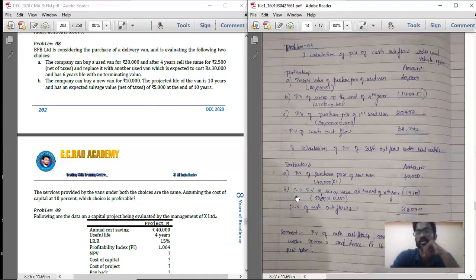Below that, small b, minus present value of scrap value at the end of 10th year, because you are receiving 5,000 back as scrap value. That is, when you are selling the machine, you are receiving back 5,000 rupees. So that 5,000 rupees is a cash inflow, so you should deduct it.